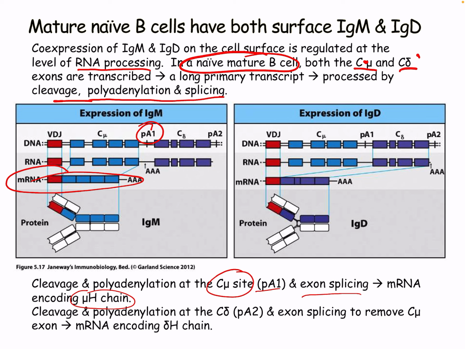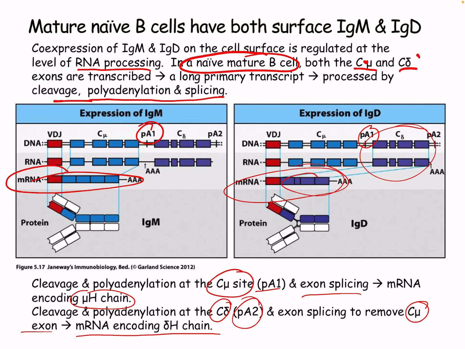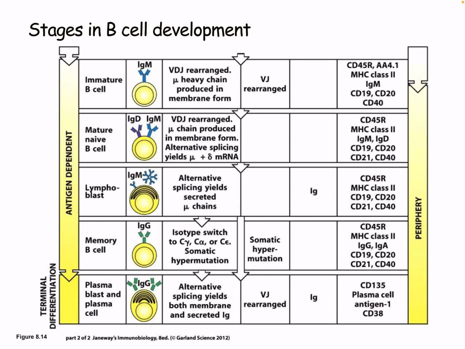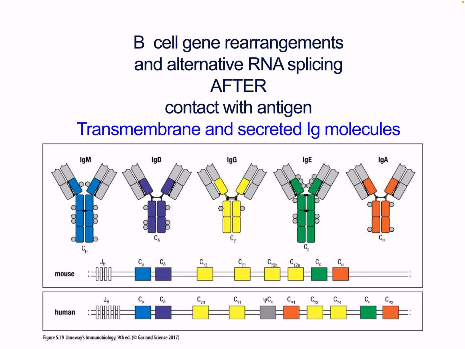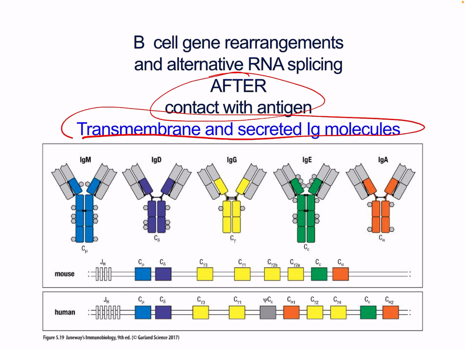after it's been spliced. Then we have cleavage and polyadenylation of the C delta, which is PA2, and the exon splicing to remove the C mu exon, and mRNA encoding the delta H chain. So here we can see we spliced out this section, and now we have our C delta. Here's our PA2. Again, here's just another look at this figure. This is the figure we'll come back to as we move down the stages of development. After RNA splicing, with contact with antigen, we can have transmembrane and secreted immunoglobulin molecules.